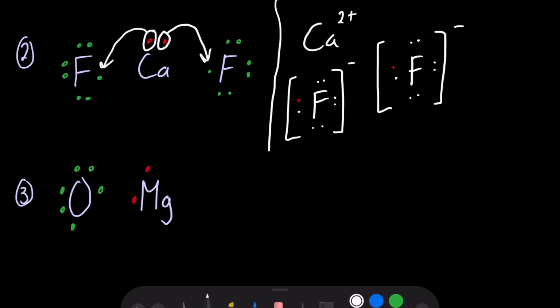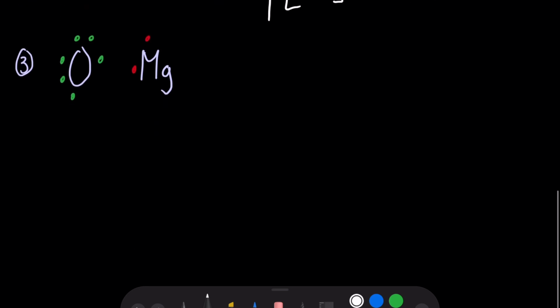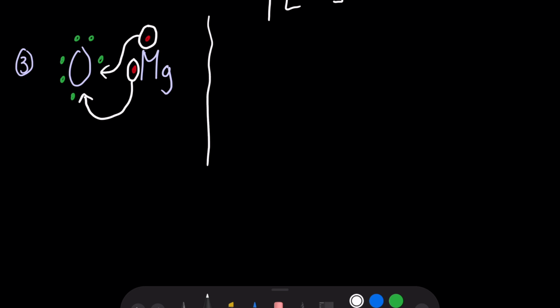All right, and our last example here, we have oxygen and magnesium reacting with one another. So you can probably guess oxygen will end up being our negatively charged ion, or anion, and magnesium will be our cation. So let's see here. This electron from magnesium will be completely donated to oxygen, and this valence electron will also be completely donated to oxygen, and I'll just split it up with a quick line here.